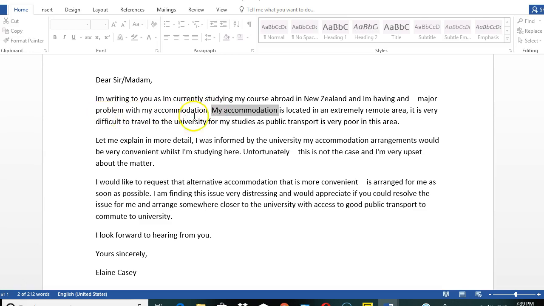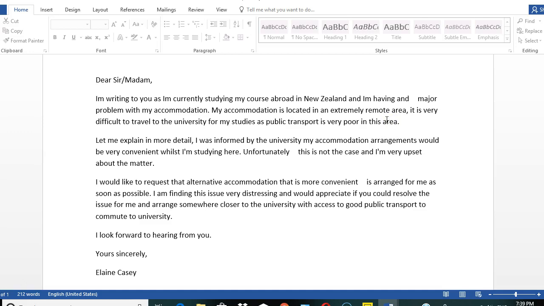Or you can say, I have a major problem with my accommodation, which is located in an extremely remote area, and it is very difficult to travel to the university for my studies as public transport is very poor in this area. Try to rephrase area here. Do not reuse the same word twice in such close range, because again this looks like the range of your vocabulary is not as good as it should be.